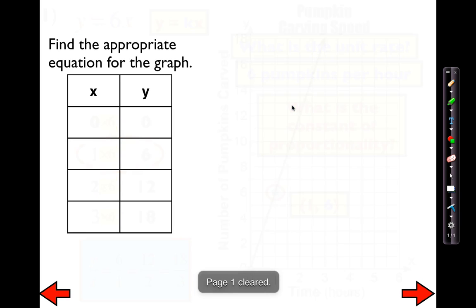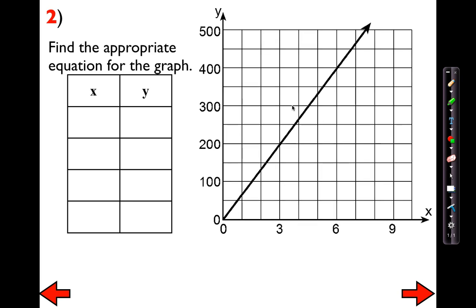Okay, so now let's go ahead and move on to number 2. It says, find the appropriate equation for the graph. So again, I'm going to want to look for some ordered pairs. So 0, 0 is a good ordered pair. However, keep in mind that this is not always the most helpful ordered pair, but it is an ordered pair that I can clearly see. Another one might be this point here, which is 3, 200. And I see another nice ordered pair here, which is 6, 400. Now I notice that's all I have, so I can't go more than that.